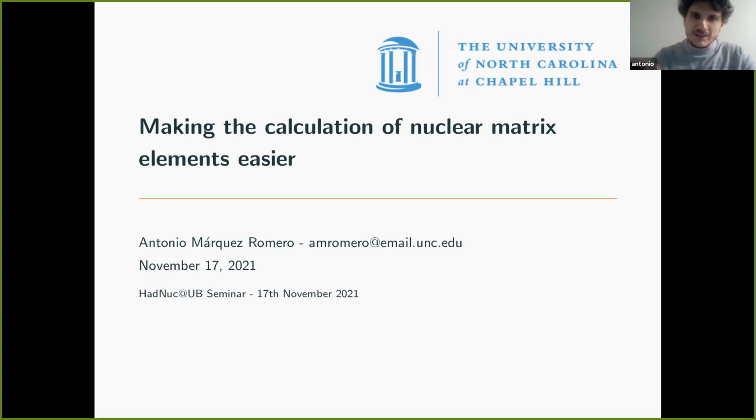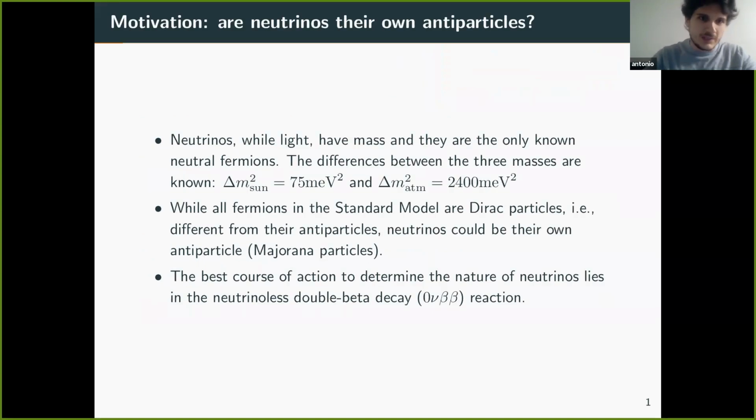I understand that nuclear matrix elements can be an ambiguous concept, but it is related to the neutrinoless double beta decay. So first of all, let me give you a little bit of history, a little bit of context, and it all starts with neutrinos. I think we all know what neutrinos are. These were the particles that were introduced in order to explain the continuous spectrum of beta decay.